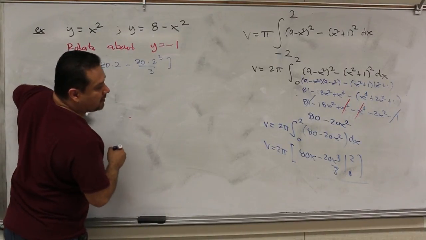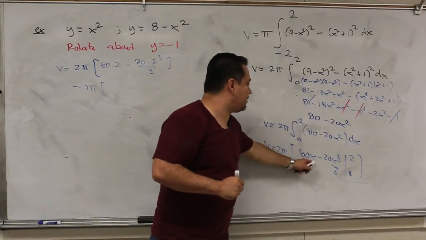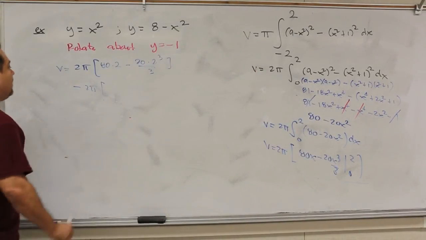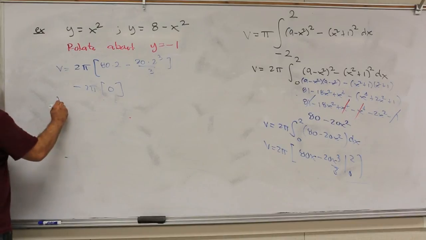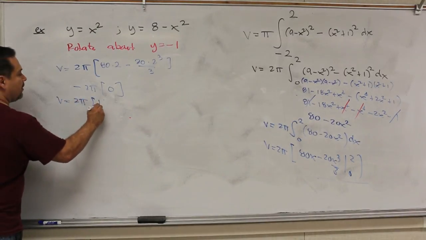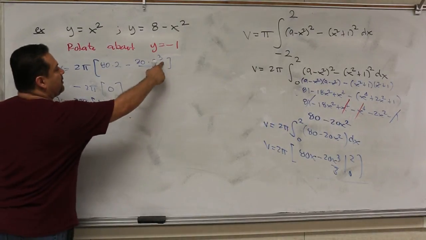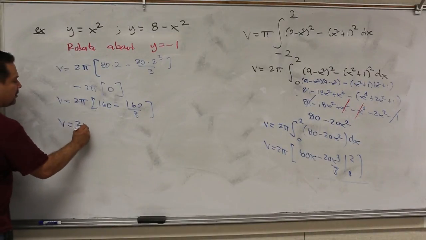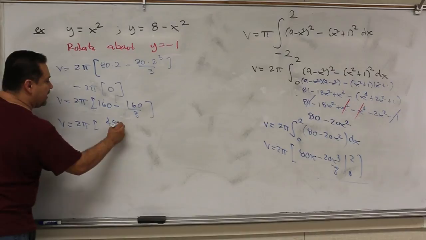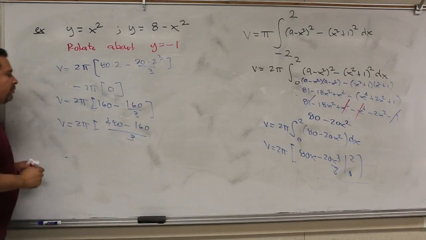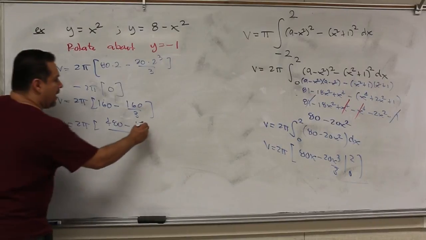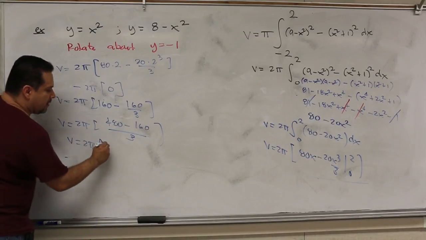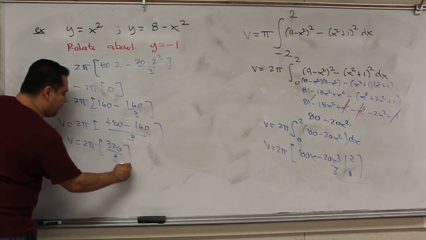And this is nice because I plugged in some zeros. See how the zeros work out? You guys always want to do that if you can, because it's going to make your arithmetic much nicer to handle. This goes away. 2 pi, 160 minus, what's 8 times 2? Is that 160 over 3? And then, ladies and gentlemen, almost done. 2 pi, isn't that 480 minus 160 over 3? Multiply both top and bottom by the 3. And I think we got 2 pi, what's 480 minus 160? Is that 320 over 3?